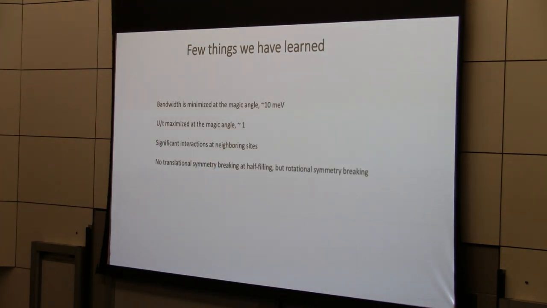Okay, so for this experiment, the things that we've learned: the bandwidth is minimized at the magic angle. It's on the order of 10 millivolts. The ratio of the Coulomb to the hopping is of the order of 1. There's significant interactions at neighboring sites, so it's not really just on-site interactions. And as far as we can tell, there's no translational symmetry breaking at half-filling, but there is very definitely rotational symmetry breaking at this half-filling point.